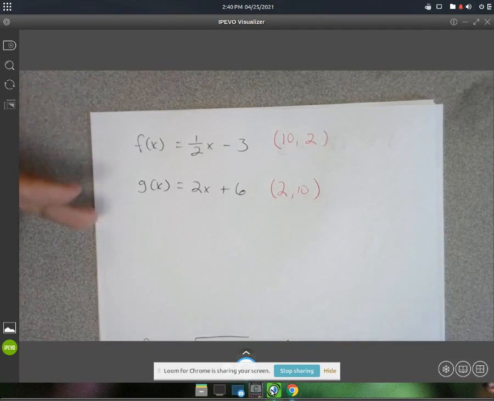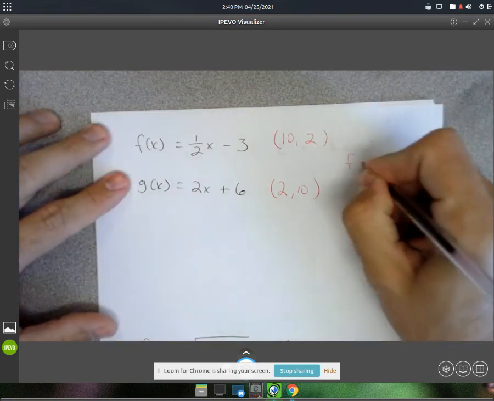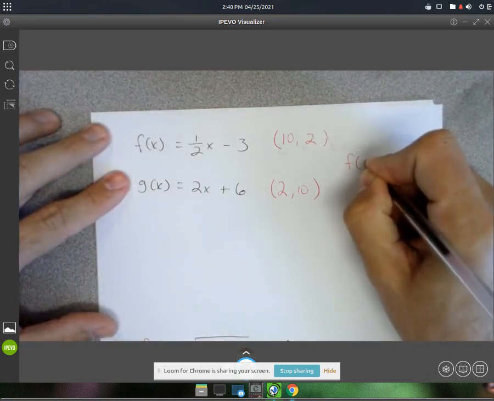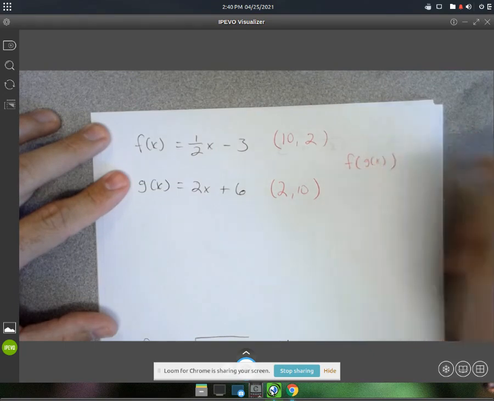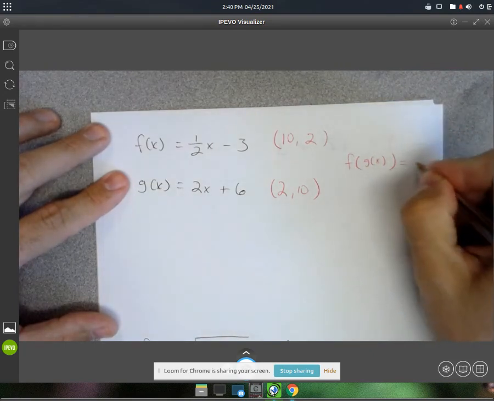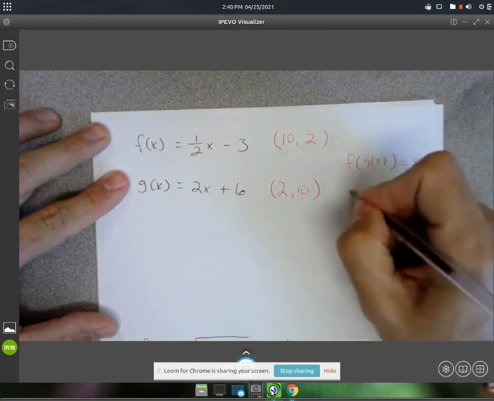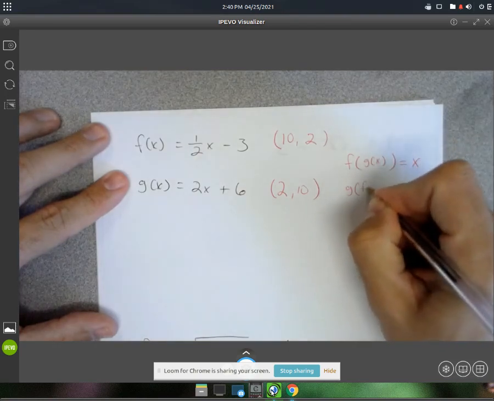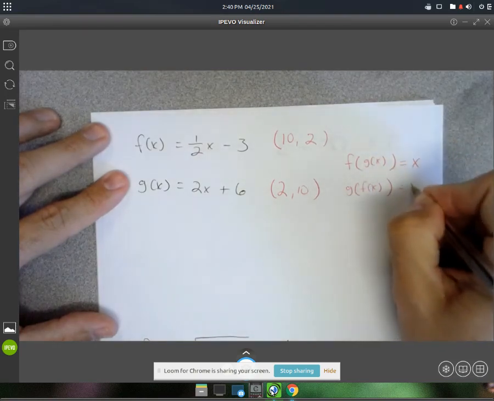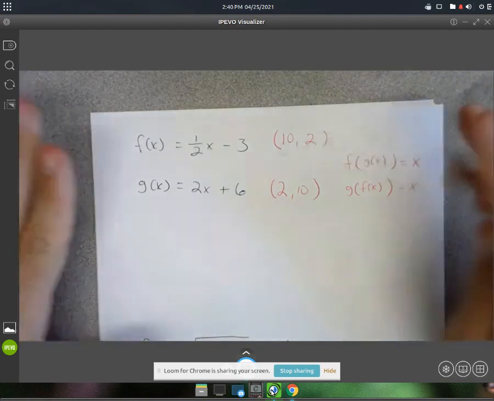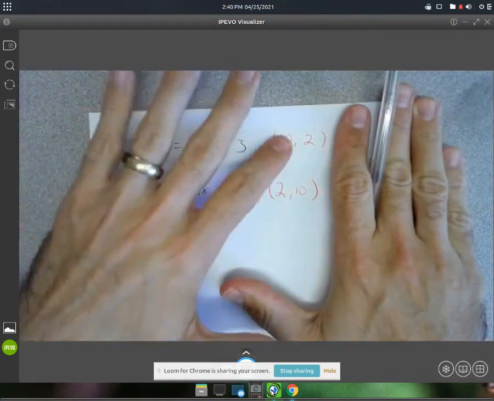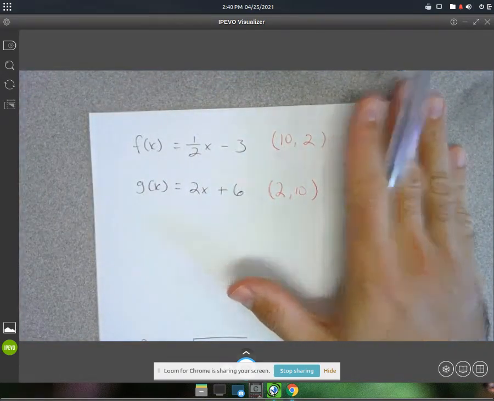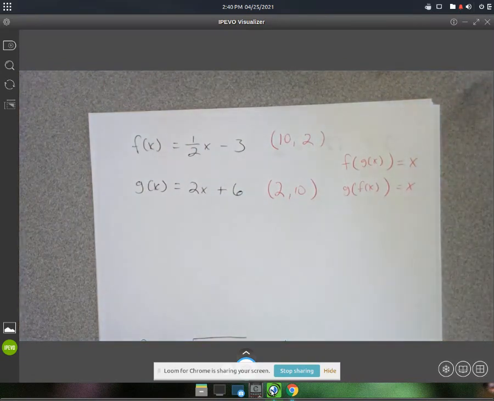So these are probably inverses of each other. If you wanted to actually tell, you'd have to do it for all values. You'd have to evaluate f of g of x and see if that actually equals x, and you'd have to do g of f of x and see if that also equals x. But this is a good enough test. This is probably going to give you the information you need in most circumstances.